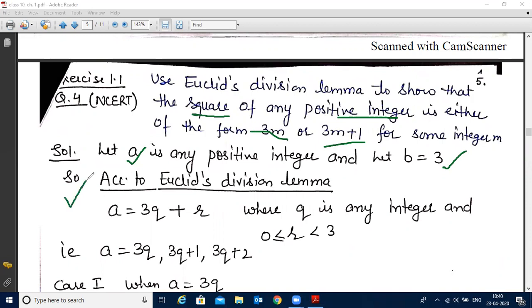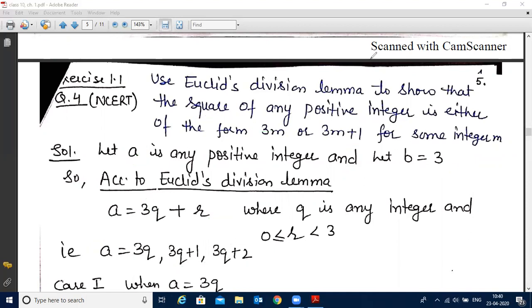So according to Euclid division lemma, it will become a is equal to 3q plus r. Instead of b, we put here the value of b as 3. So it becomes a is equal to 3q plus r. Now we know that the value of r cannot be greater than or equal to 3. It will always be less than 3. So possible values of a can be 3q, 3q plus 1, 3q plus 2.